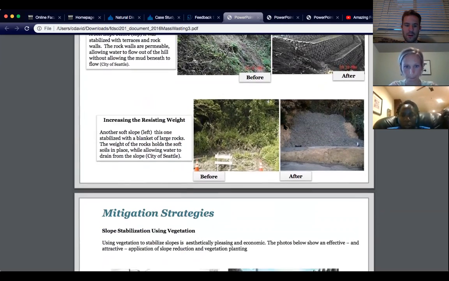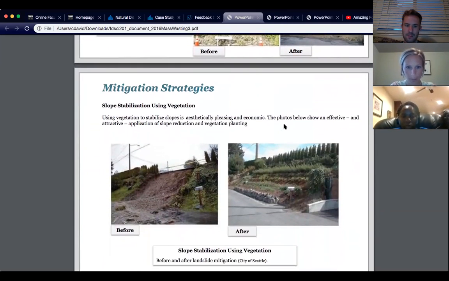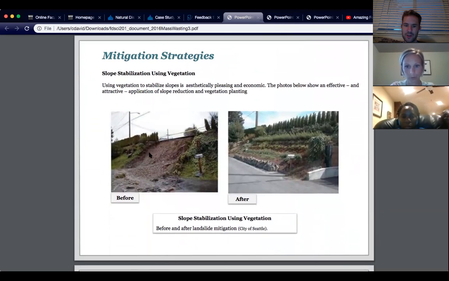Okay. Thank you. Yeah. And then slope stabilization using vegetation. So you've got a little landslide that happened here. They came back, planted a bunch of stuff, and now the roots are going to hold it.